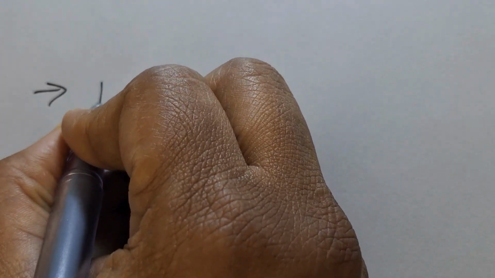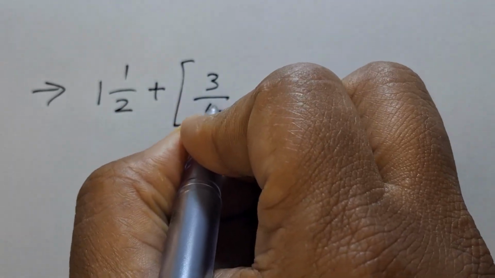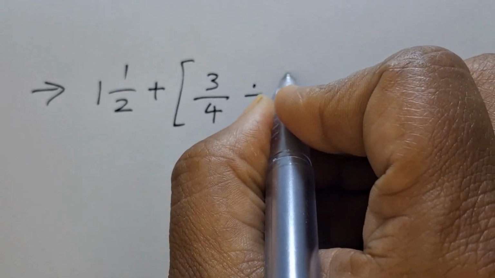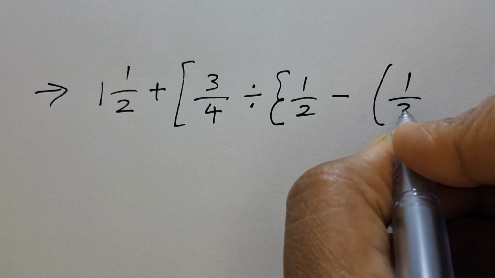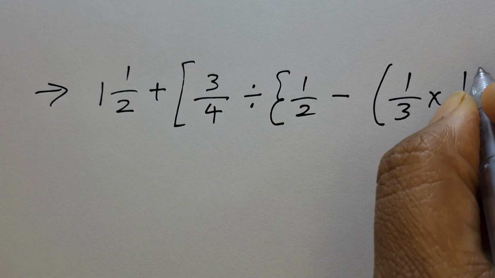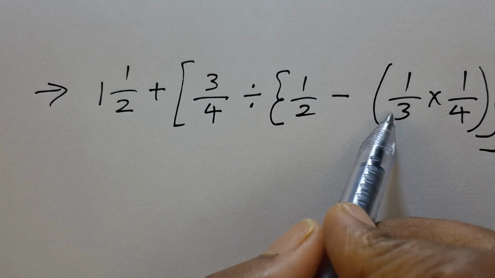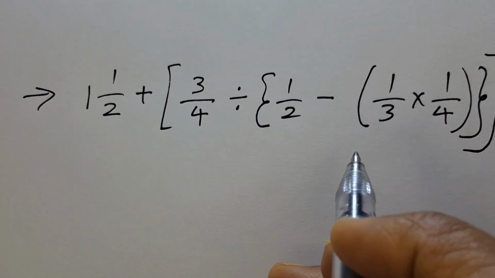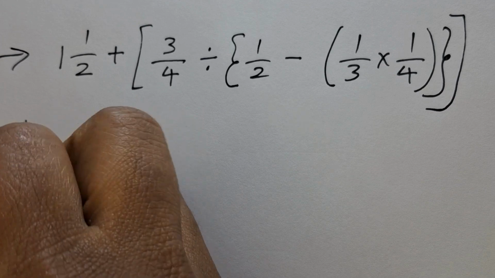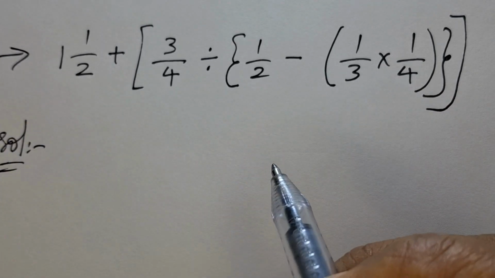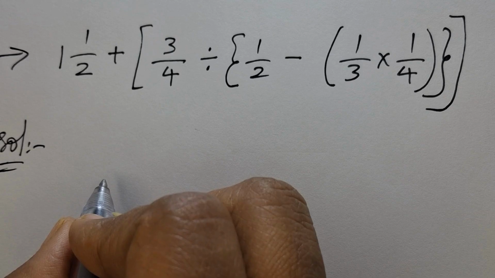So the next question is 1 1/2 plus 3/4 divided by (1/2 minus 1/3 into 1/4). So don't skip this video. Here we can know how to do fractions in a step-by-step process. The solution is, the first step is we have to convert the mixed fraction to improper fraction. So 2 1s are 2 plus 1, 3 by 2.